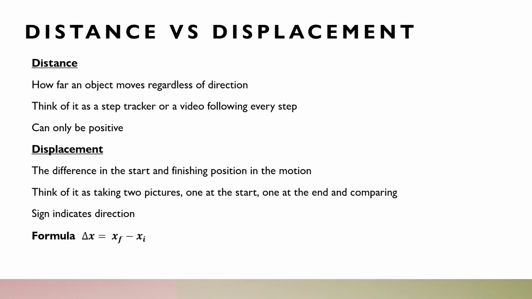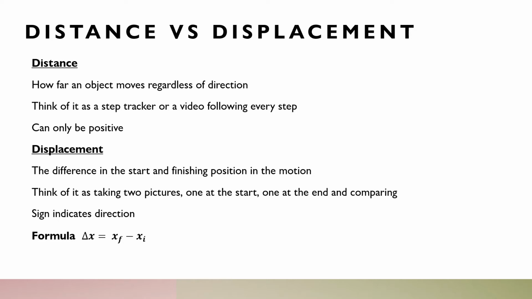So the difference between the two, in summation: distance is about how far an object moves regardless of direction. Think of it like a step tracker following your every step, and it can only be positive; it has no sign to it. Displacement, however, is the difference between the start and finishing position in the motion. So you think of it as taking two pictures, one at the start and one at the end, and then comparing the difference in position between the two. The sign will indicate the direction that it's going.